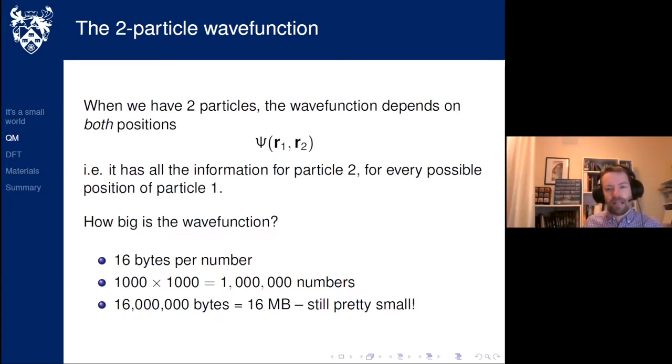So now I have 1,000 possible locations for the first particle. I also have 1,000 possible locations for the second particle. So the total number of combinations I need to think about is 1,000 times 1,000, which is 1,000,000 numbers. So at 16 bytes each, that now takes 16 million bytes, which is 16 megabytes, which is still not a problem.